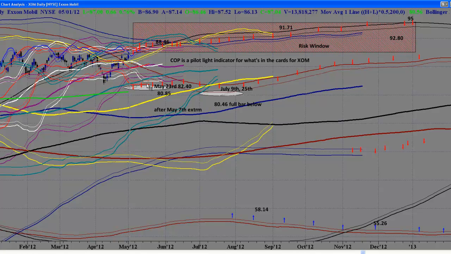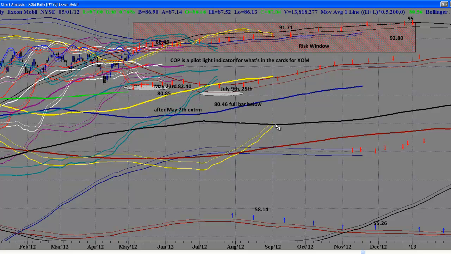breached. And when that happens, then we're going to start getting an acceleration down below the 80.46 area. And we should get a sharp burst very quickly down to the first area of support being $74.74.